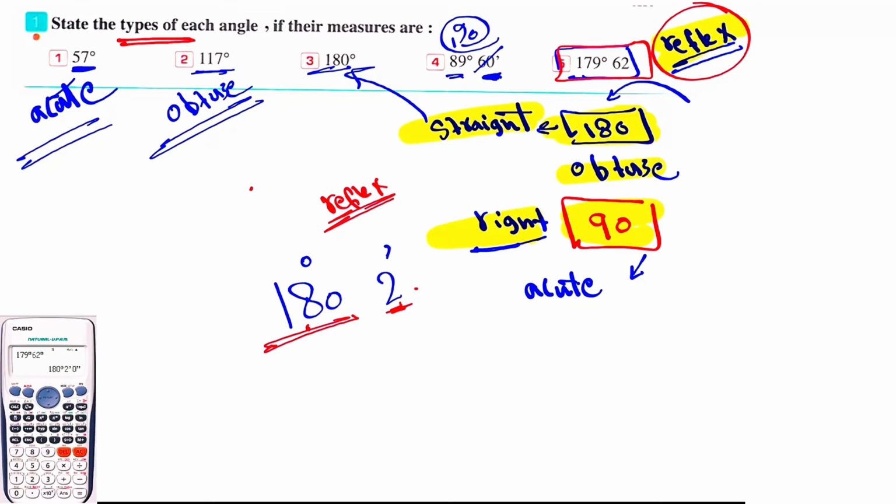If you get a number less than 90, it's acute. If you get a number greater than 90, it's obtuse. Now, if you get 180, that's straight. If you get a number greater than 180, that's reflex, and so on.